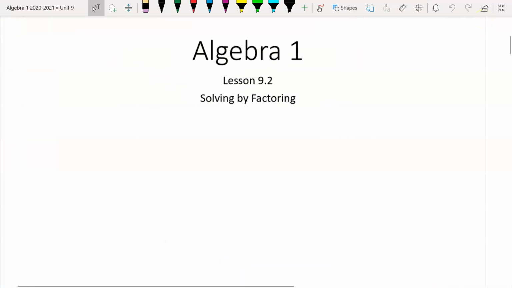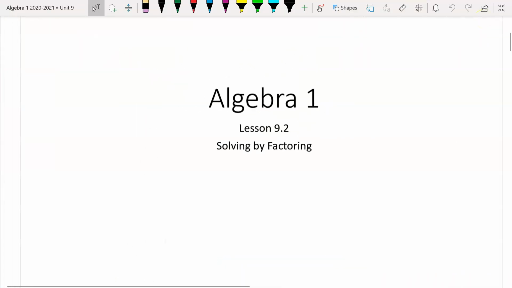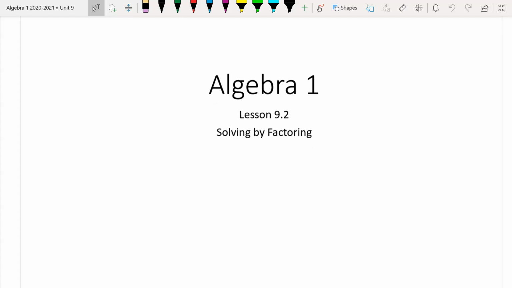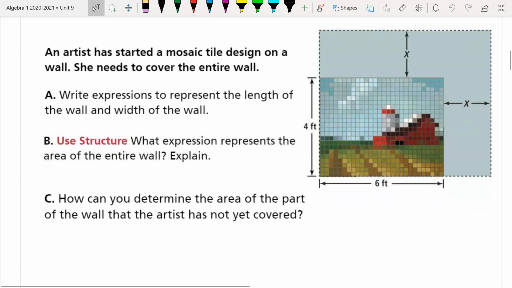Alright, so now that we're done factoring and subtracting polynomials, we're going to talk about quadratic equations and using factoring to solve them. So, kind of laid out just with a problem for you to get your brain going. An artist has started a mosaic tile design on a wall. She needs to cover the entire wall. Write expressions to represent the length of the wall and the width of the wall.